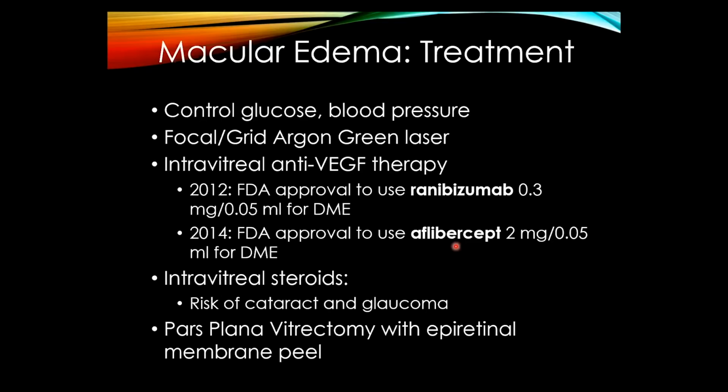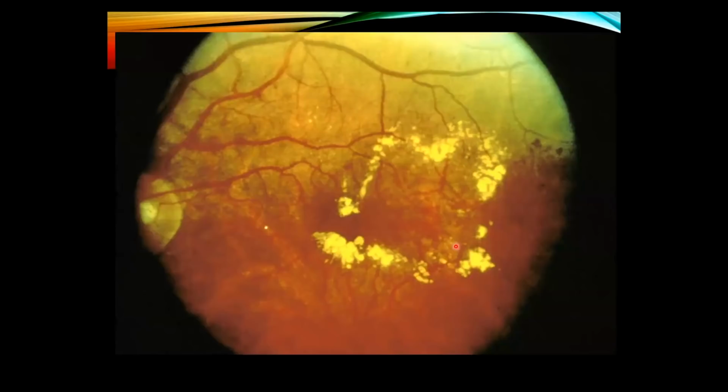And finally, if the scar tissue and the swelling is severe enough, we'll sometimes resort to surgery and remove that scar tissue. And I'll talk about each of these. So this is a picture of a patient with macular edema surrounding little microaneurysms, and these are the hard exudates representing the extent of the swelling.